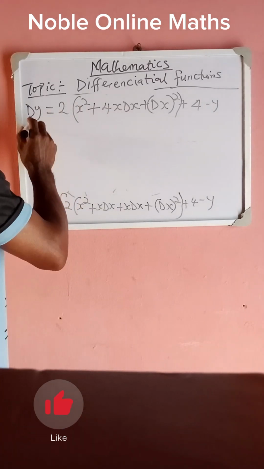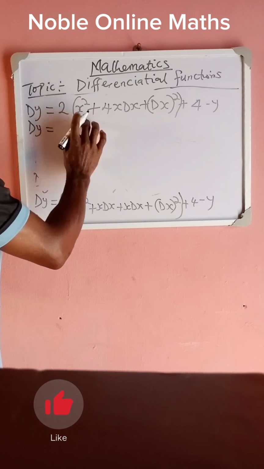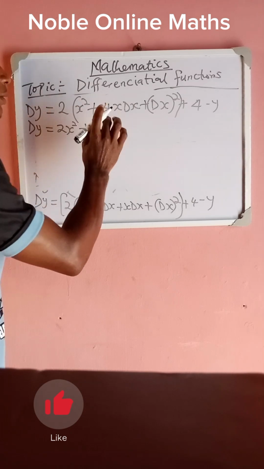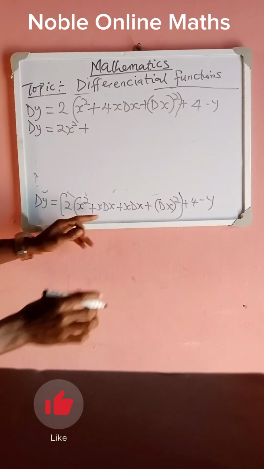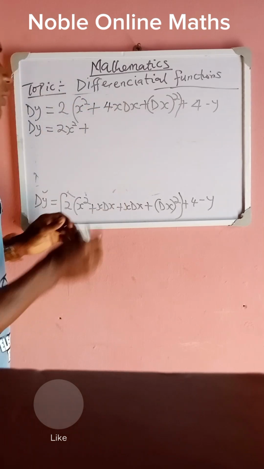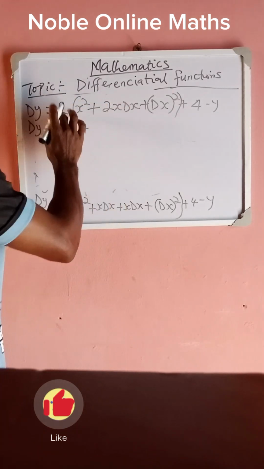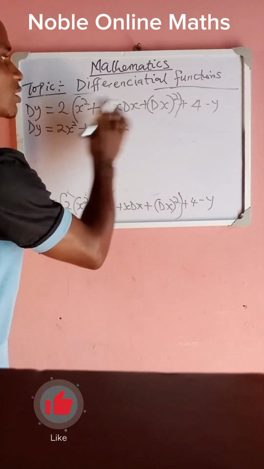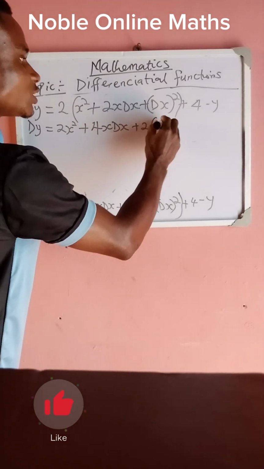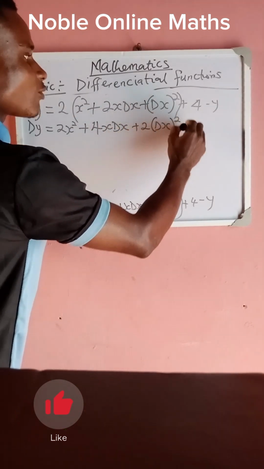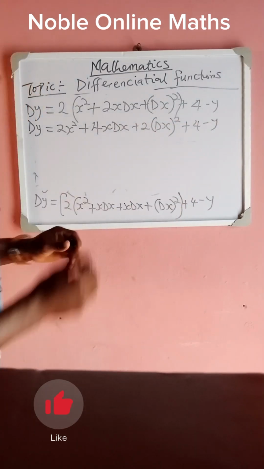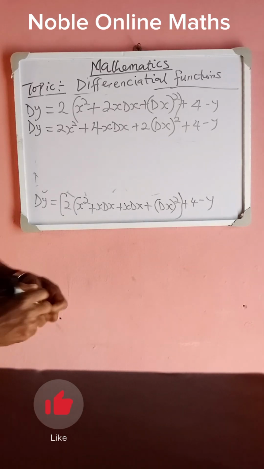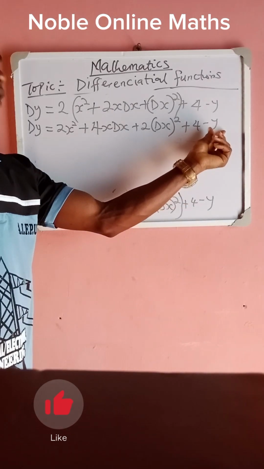From here now, we can still further simplify the bracket. Simplifying the bracket again, we have y is equal to 2 times x squared, we have 2x squared plus 2 times, sorry, this is 4, this is 2. This to this, we have 4x change in x. This to this, we have plus 2x change in x, then raised to the power of 2, plus 4 minus y. Having that now, we can then get the value of y.